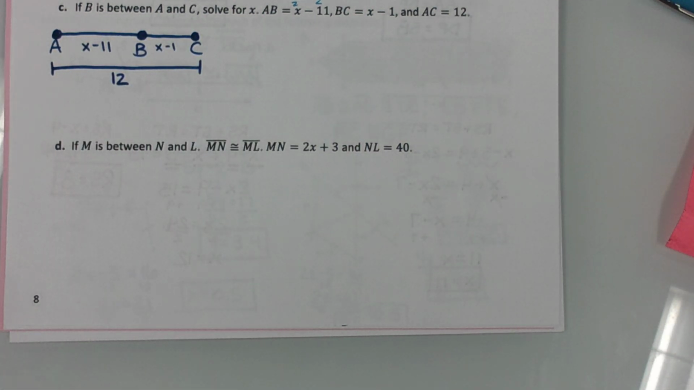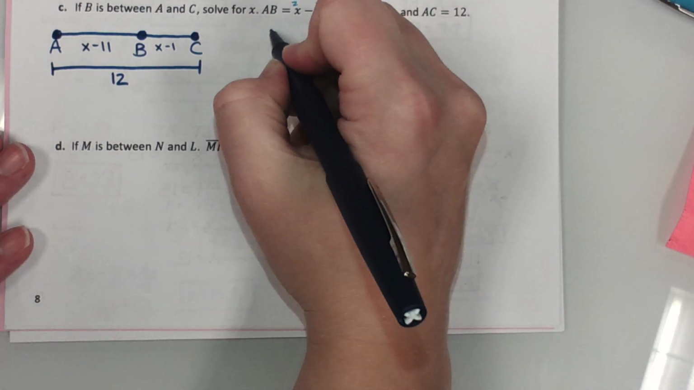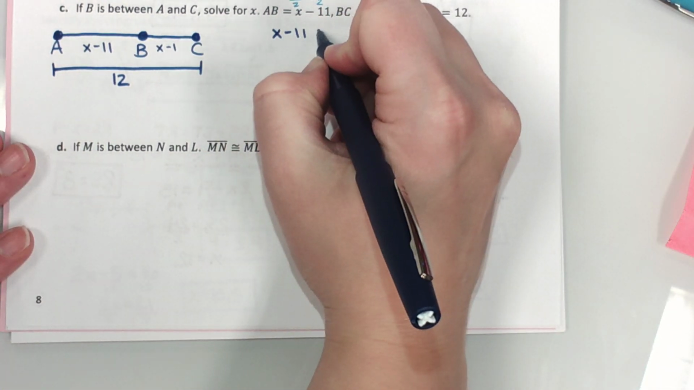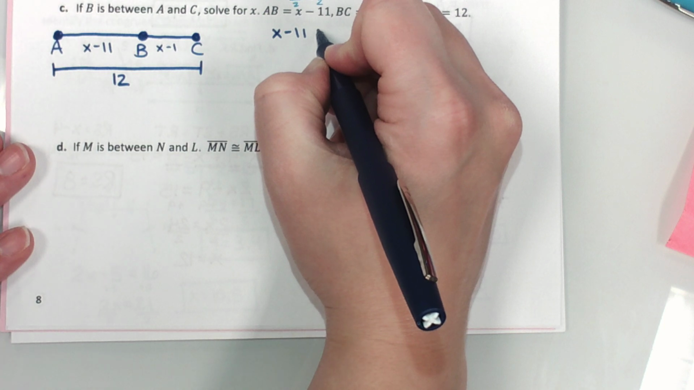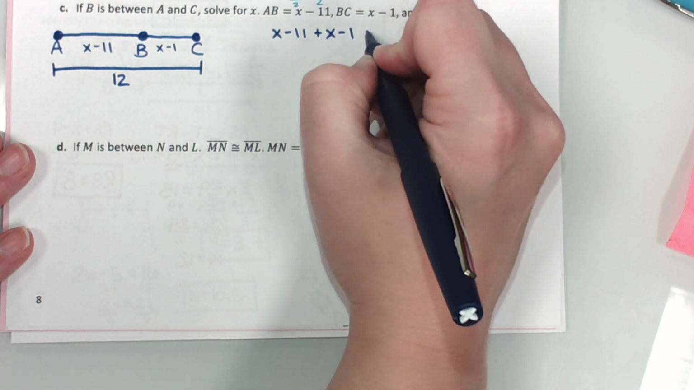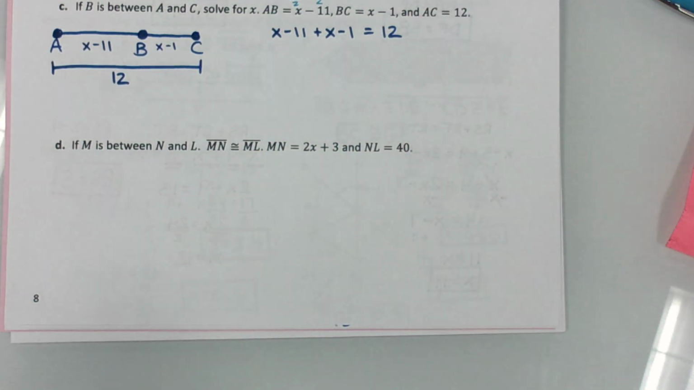So, I want to write my equation in order to solve. What's the equation gonna look like? X minus 11, and then, X minus 11 plus X minus 1 equals 12. You got it. I got the answer already. Good for you. We're still going through it together.